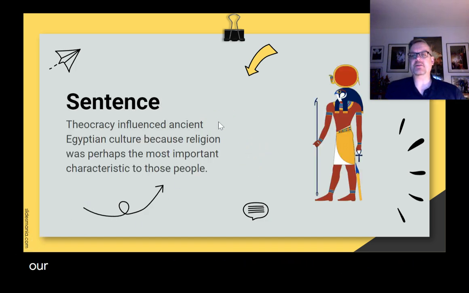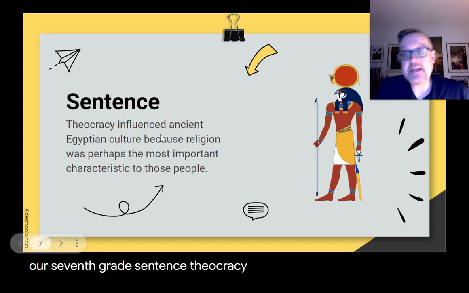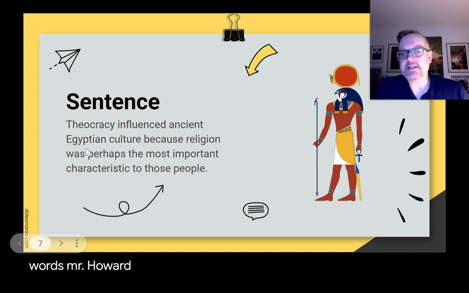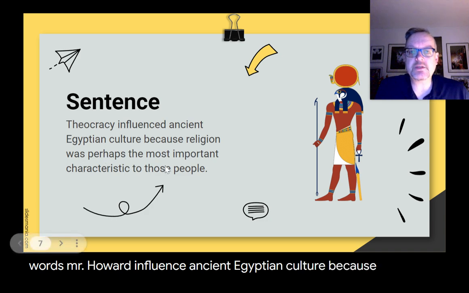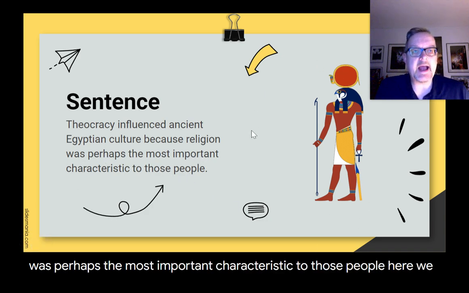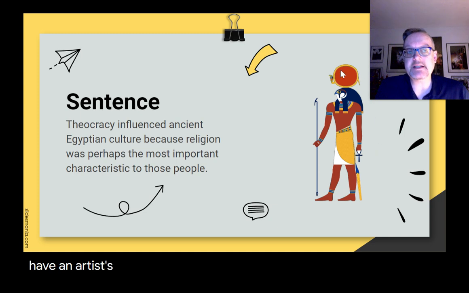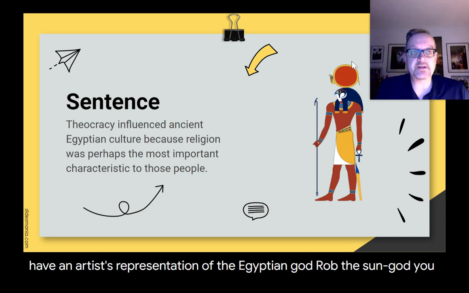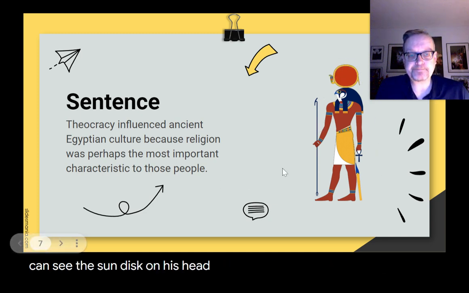So here's our 7th grade sentence. Theocracy influenced ancient Egyptian culture because religion was perhaps the most important characteristic to those people. Here we have an artist's representation of the Egyptian god Ra, the sun god. You can see the sun disk on his head.